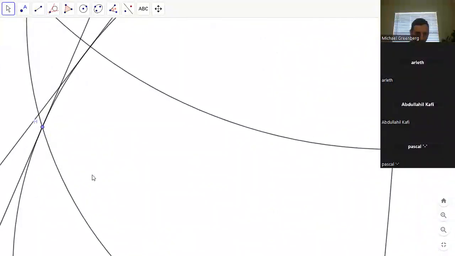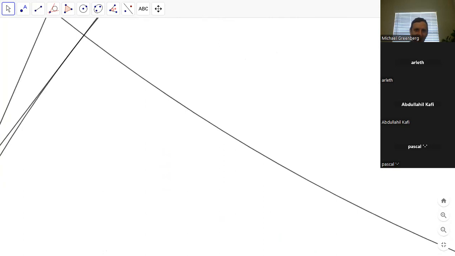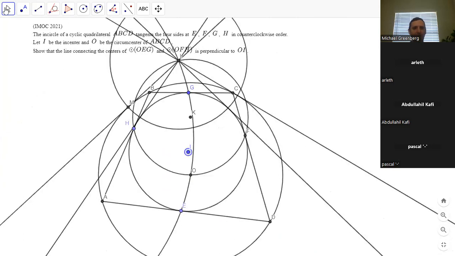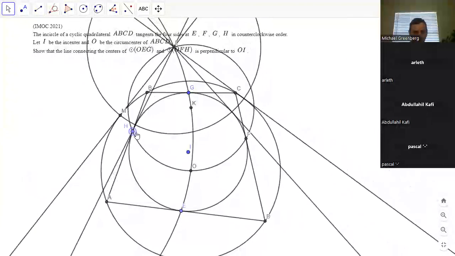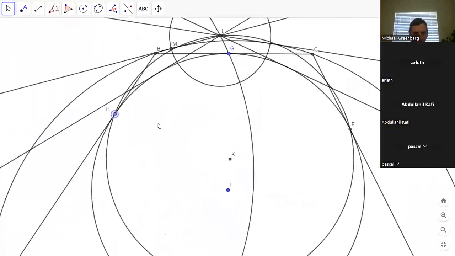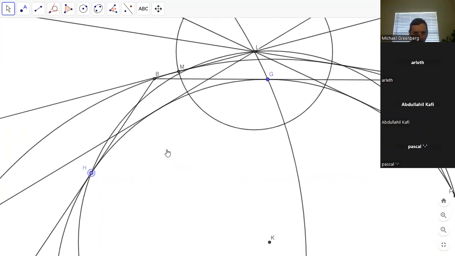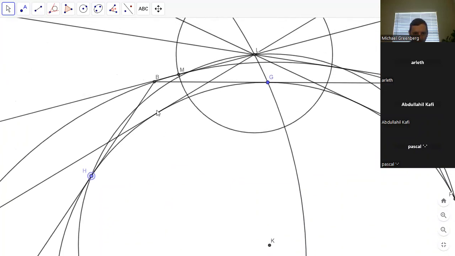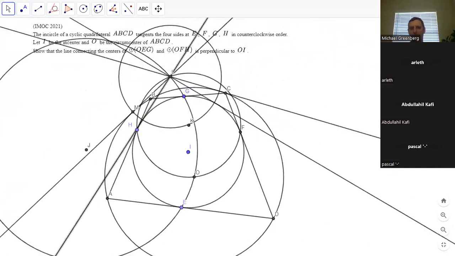So let's see, if you zoom in, it sure looks like it. Let me move things around a little bit before I'm sure of that. No, it's not, because this is the tangent to this circle, and the length isn't the same. Okay. So yeah, L's not on the radical axis necessarily.